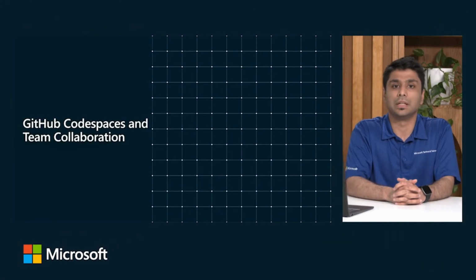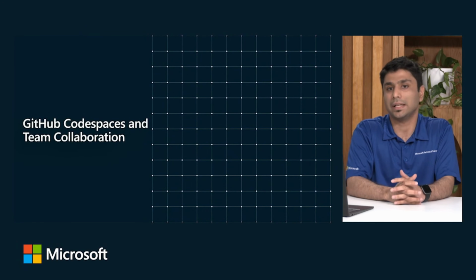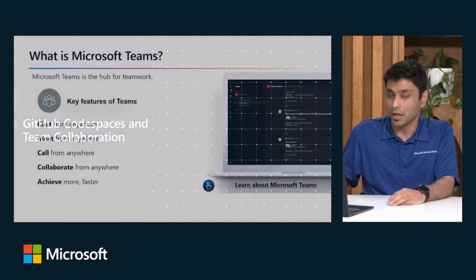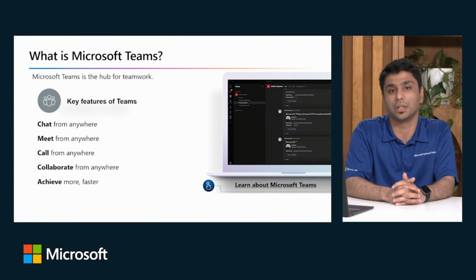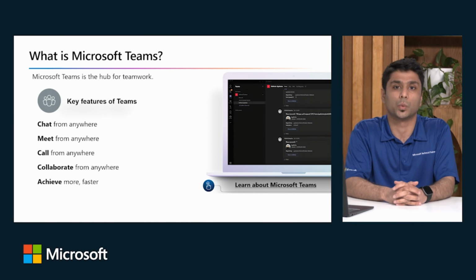Now next up, we'll look at a few features and tools that will extend our understanding of GitHub beyond the basic features. Now Microsoft Teams is the hub for teamwork. In terms of core feature, it is a messaging tool. But with Teams, you can also chat, meet, call, and collaborate with your teammates from anywhere. And guess what goes perfectly with GitHub? Teams.